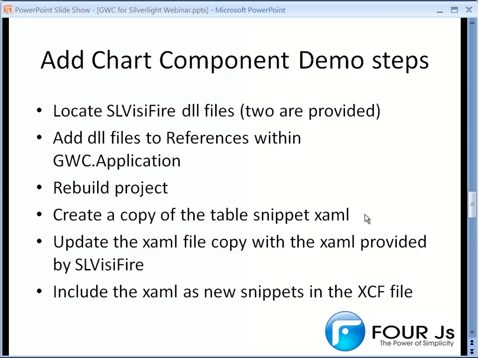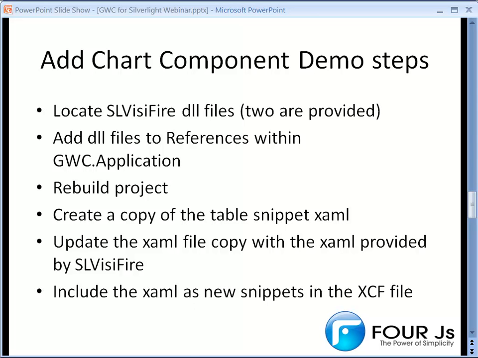So I created a copy of the table snippet XAML file. I then updated that XAML copy with some XAML that was provided by SL Visifier. So they gave us examples of what we needed to do to integrate their component or their control into our application so that our data was being passed properly and displayed inside of their control. And then once I've updated these snippet files so that I had a pie chart snippet and I had a bar chart snippet, I then needed to update my XCF file so that it pointed to these new snippet files so my application could find and use these new snippet files.